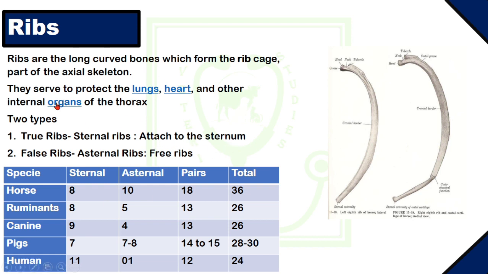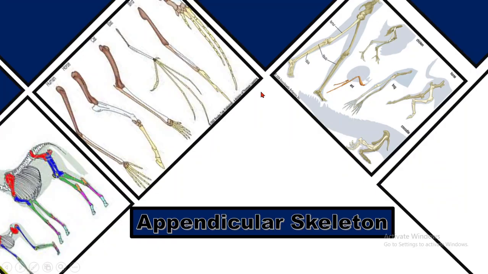Similarly, like the number of sternebrae, the number of ribs is also different in different animals. In horse, there are 8 sternal ribs and 10 asternal ribs. In ruminants, there are 8 sternal ribs and 5 asternal ribs. In canine, there are 9 sternal ribs and 4 asternal ribs. Pigs have 7 sternal ribs and 8 asternal ribs. Humans have 11 sternal ribs and 1 asternal rib.